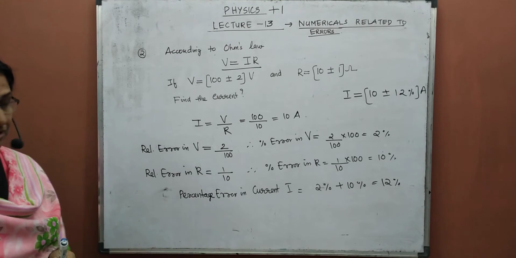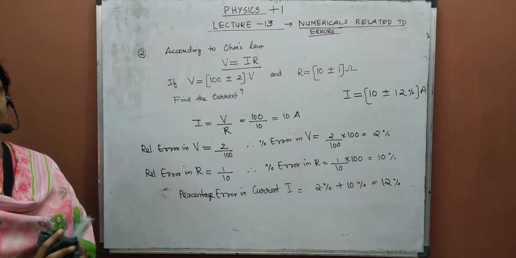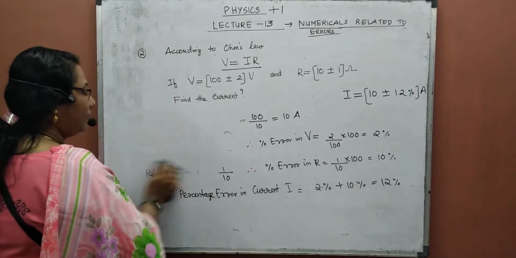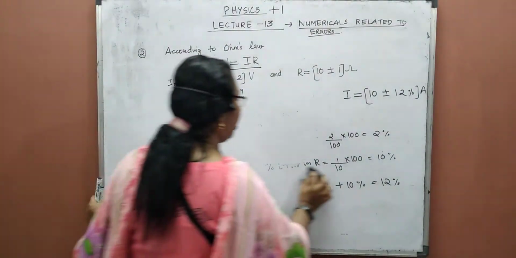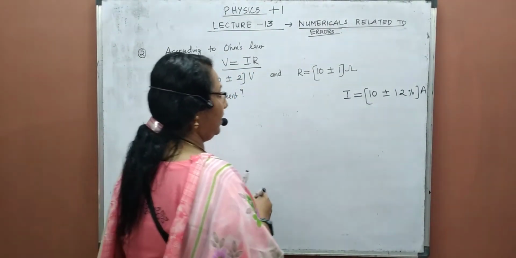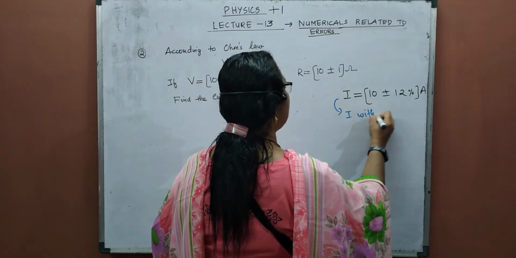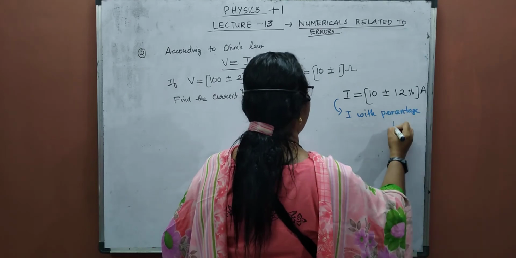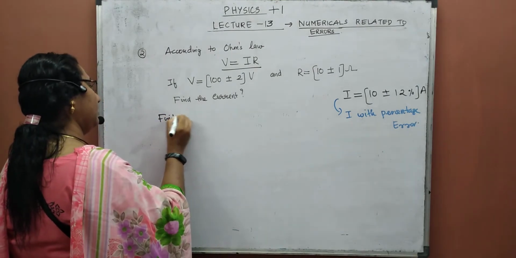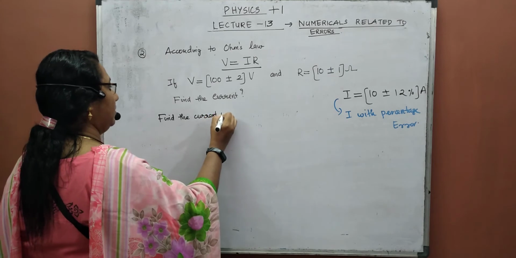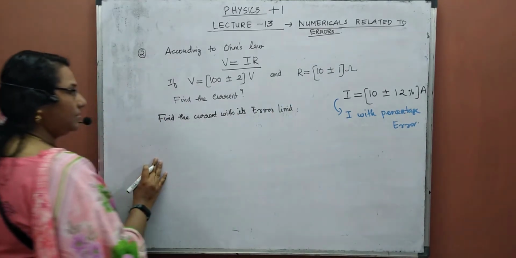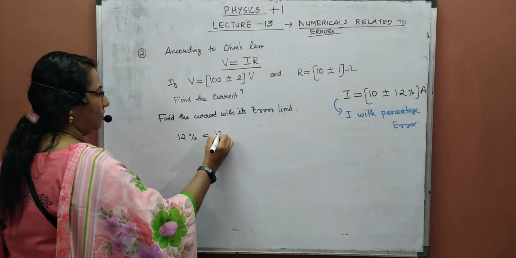Is it clear? You may pause the video and take the notes. Hoping surely you have done this. If the question is, find the current with its error limit, not percentage error: here we have the current with its percentage error. But if the question is to find the current with its error limit, how to find it? 12% means 12/100.